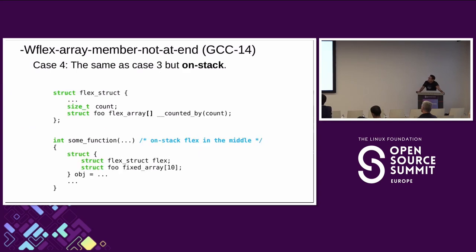So the fourth category is exactly the same, but unstuck. This code is unstuck, and it's exactly the same case. People want to use the flexible structure and the flexible array member, and they are allocating stack space for the number of elements they know they are going to use, right? And that's it. But again, if we want to enable this compiler option, we have to modify this code somehow, right?